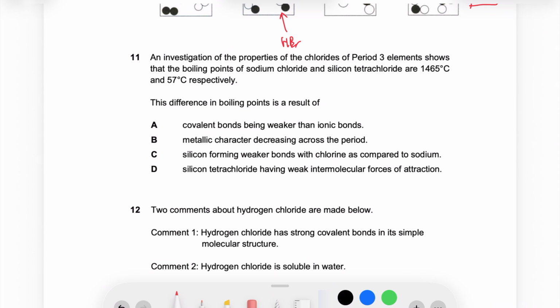Question 11. Investigation for the chlorides of period 3 elements show that the boiling points of sodium chloride and silicon tetrachloride are 1465 compared to 57. So this is actually 57, which is quite low, and this is quite high, 1465 degrees Celsius. So the difference will be what? So obviously sodium chloride will be an ionic structure, okay, whereas silicon tetrachloride, in this case, since it's so low, most likely it will be simple molecular.